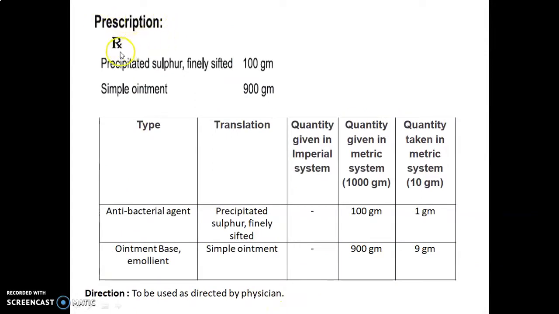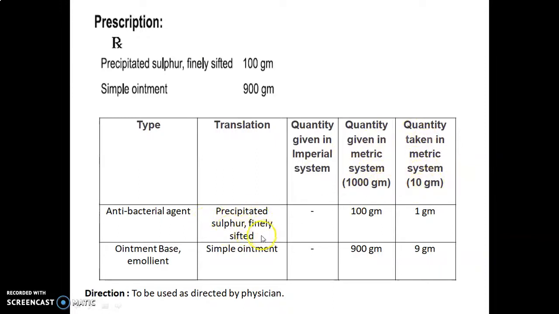Prescription RX: this formula is given over here, and this prescription is denoted by the symbol RX. Precipitated sulfur, finely sifted, 100 gram, and simple ointment 900 gram. Type is the use, role or category of the ingredient. Translation means the name of the ingredient. Quantity given in the imperial system is not given, as we directly have the formula in the metric system, not in Latin terminology. So quantity given in the metric system is to prepare 1000 gram, and quantity taken in the metric system is to prepare 10 gram.